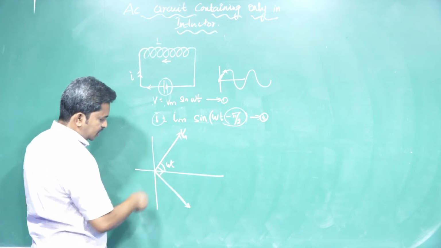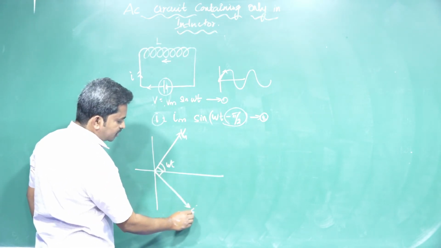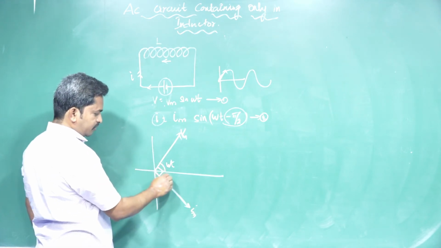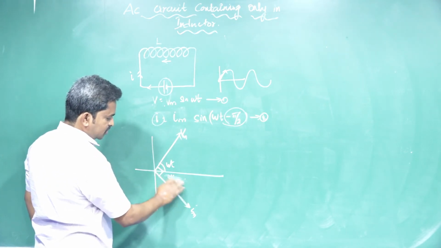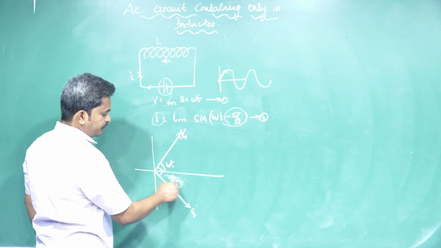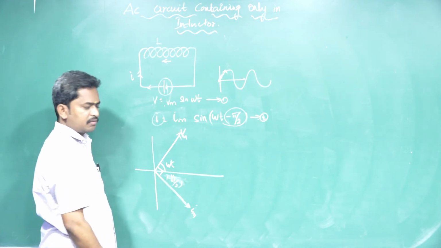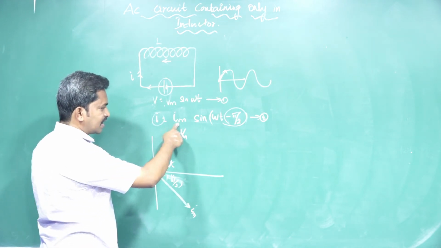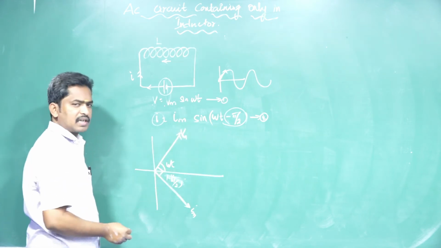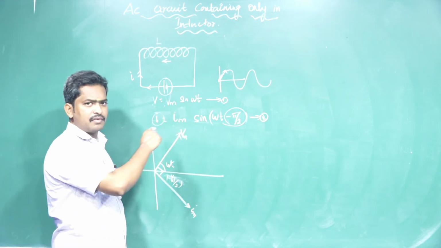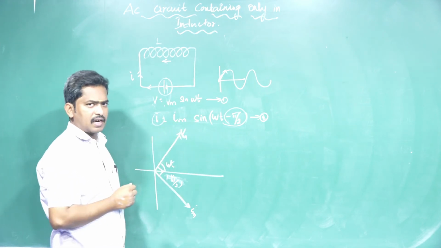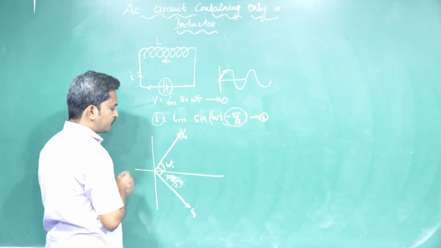This is 90 degrees. This is I maximum. This is a phase angle of pi by 2, omega t minus pi by 2. So this is the pi by 2 phase angle for the I current, the maximum current. So current is lagging the voltage by a phase angle of pi by 2, or the voltage is leading the current by a phase angle of pi by 2. So this is a phasor diagram.